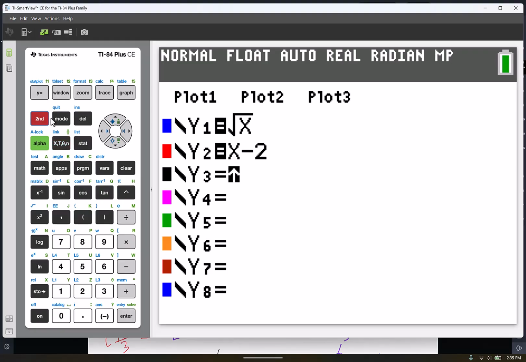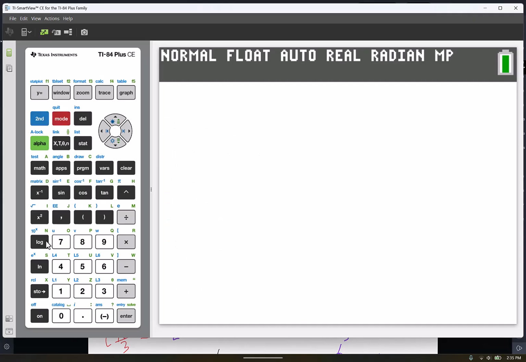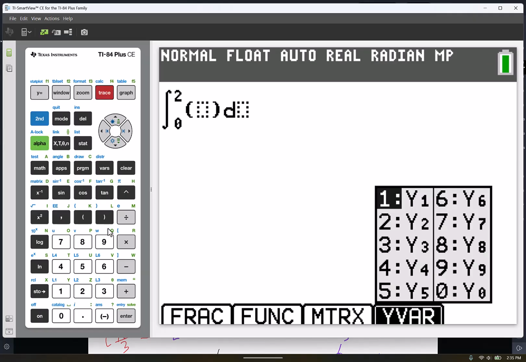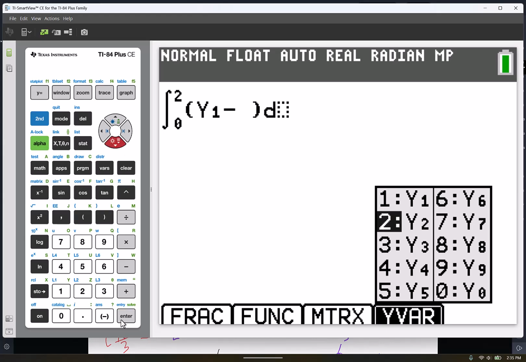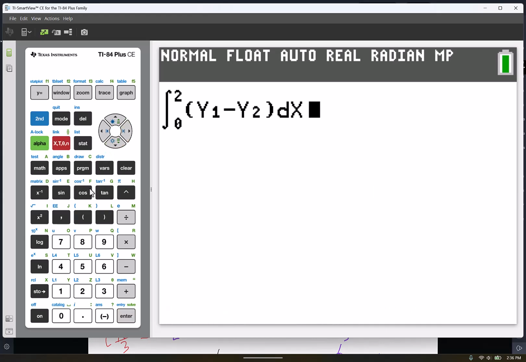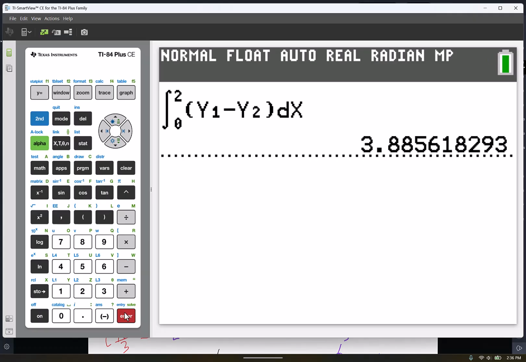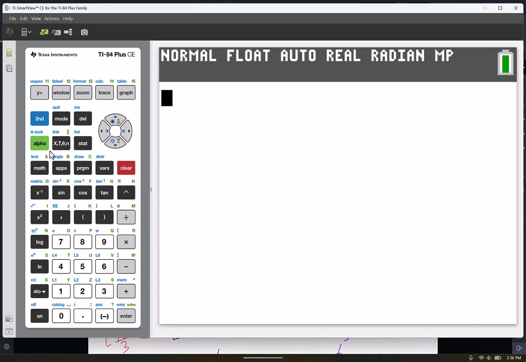I'm going to go to my home screen, and I'm just going to type in math 9. I'm going to type in exactly how it looks on my little guided notes here. 0 to 2. And I typed in square root of x as y1. So I'm going to go alpha trace y1 minus alpha trace y2, put an x here and push enter. Oh man, I'm all messed up. I don't know what I'm thinking. It's because I'm thinking about stuff. 0 to 2. Here we go.